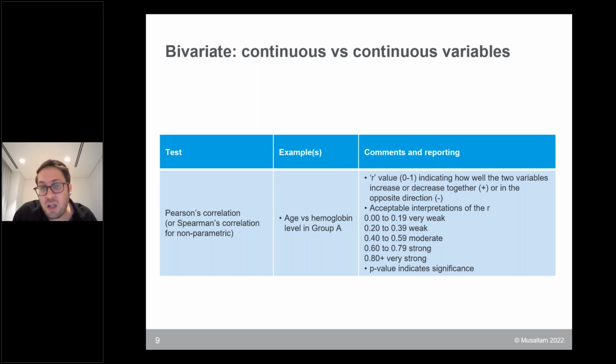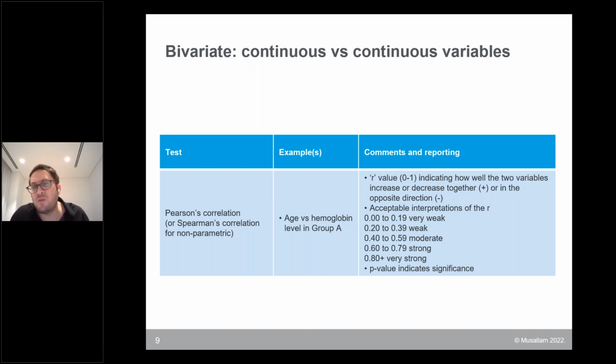If it's lower than 0.7, it means it's okay, it's good. If it's lower than 0.3, for example, it means it's weak. You can always refer to these numbers to tell you what language to use, because you can say we had a strong statistically significant correlation, or a weak but statistically significant correlation between age and hemoglobin.